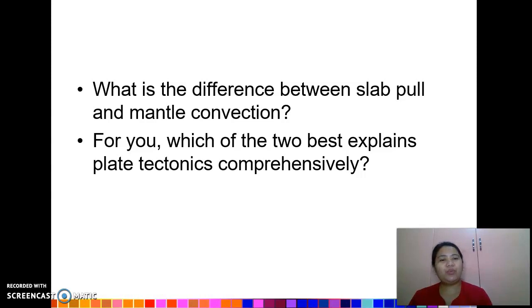So, for you, which of the two best explains plate tectonics? Is it mantle convection or is it slab pull?